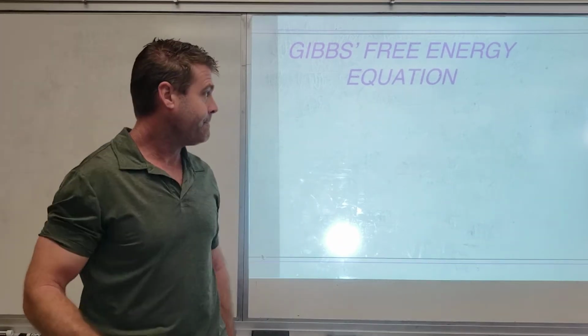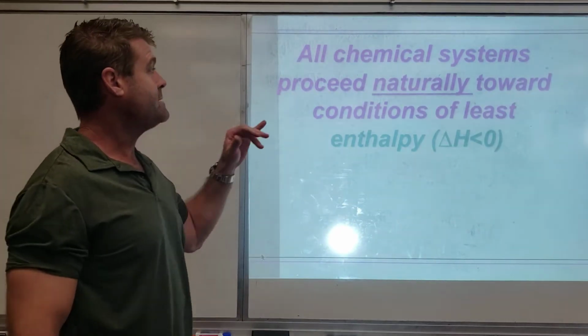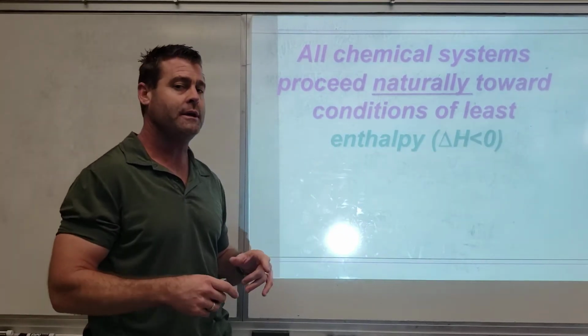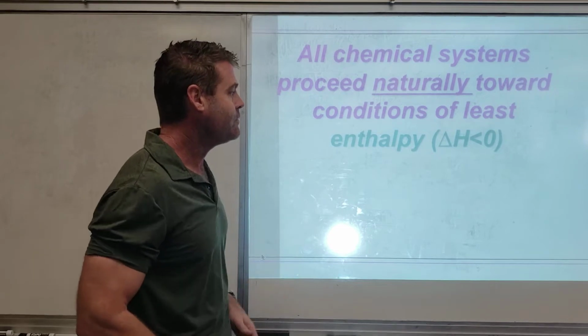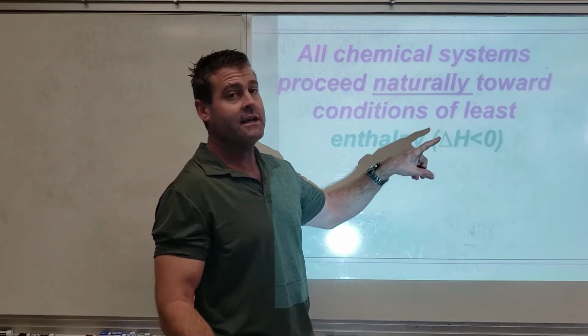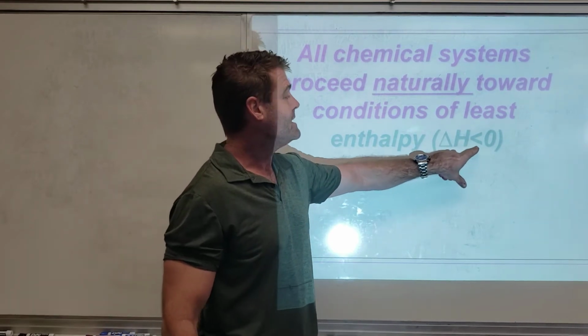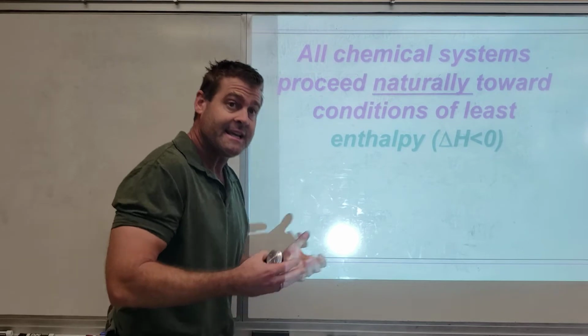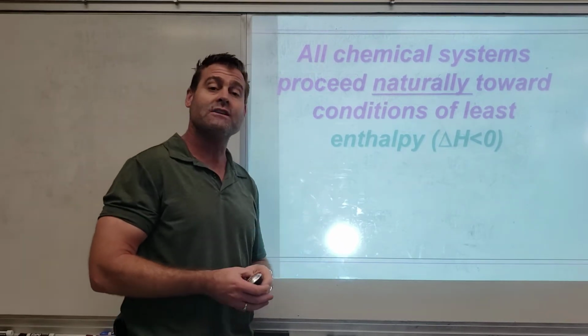All right. So all chemical systems proceed naturally toward conditions of least enthalpy. You guys see delta H as enthalpy. Remember, you can kind of think of it like heat, right? It's chemical potential energy. And what we're saying is when the delta H in a chemical process or reaction is less than 0, you guys remember it's negative, delta H is negative. Remember, that means heat's lost. What are we talking about here? We're talking about exothermic reactions.